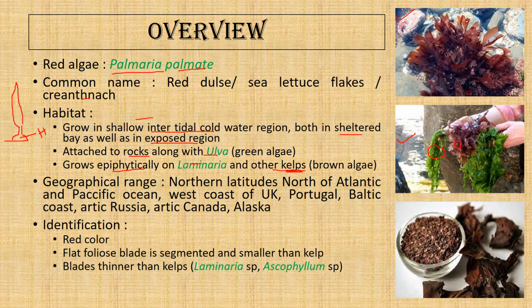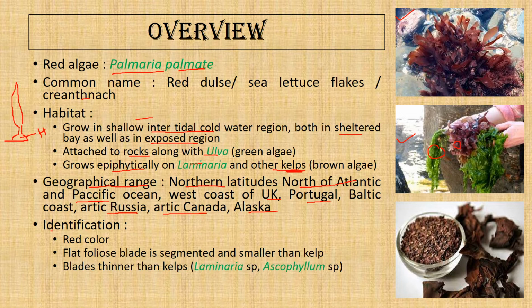Now its geographical range is in the northern hemisphere. Here we see in the northern latitudes, in the North Atlantic, as well as in the Pacific, as well as on the west coast of the United Kingdom, as well as other European countries like, for example, Portugal, as well as cold regions in Arctic Russia, Arctic Canada, and Alaska. So this is the geographical range, and how can we identify it?